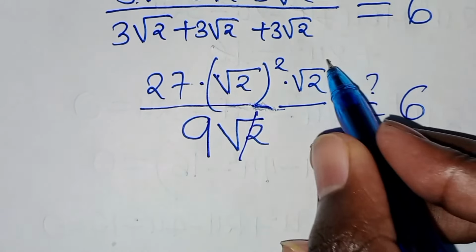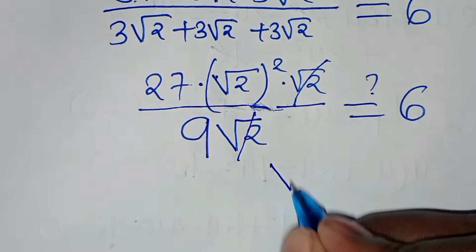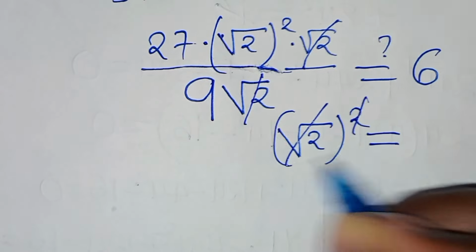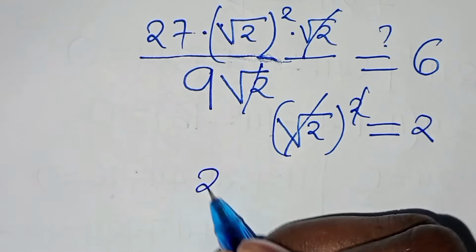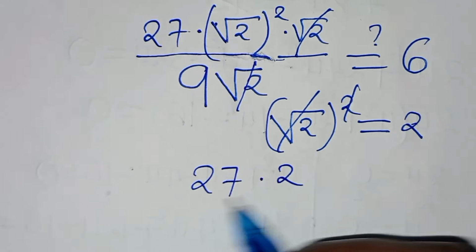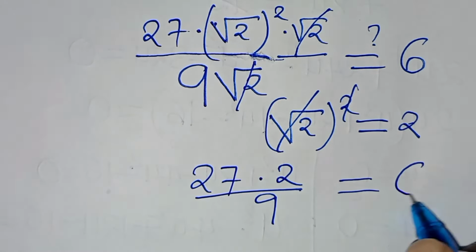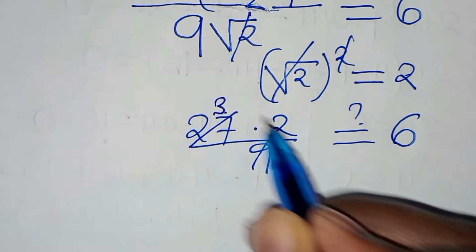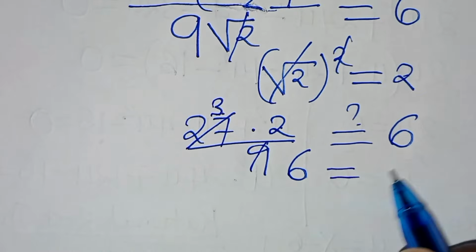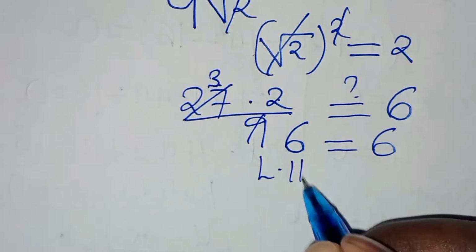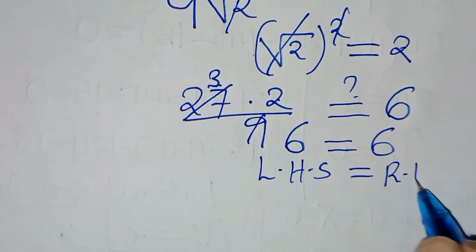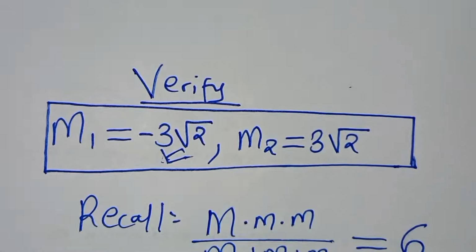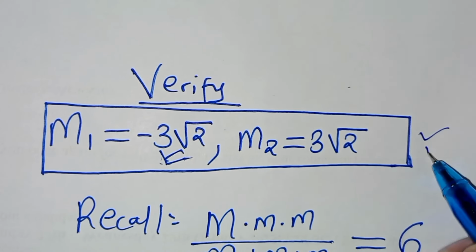So square root of 2 here simplifies, and then we have square root of 2 squared. This is equal to 2. So we have 27 times 2 divided by 9. This is supposed to give us a value of 6. So 27 divided by 9 is 3. 3 times 2 is equal to 6, which is equal to 6. So the left hand side is equal to the right hand side. And this proves that m1 and m2 satisfy the equation.